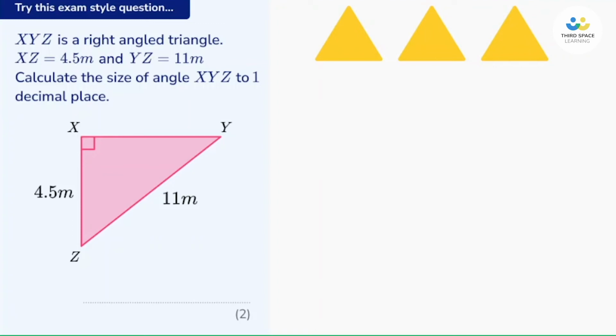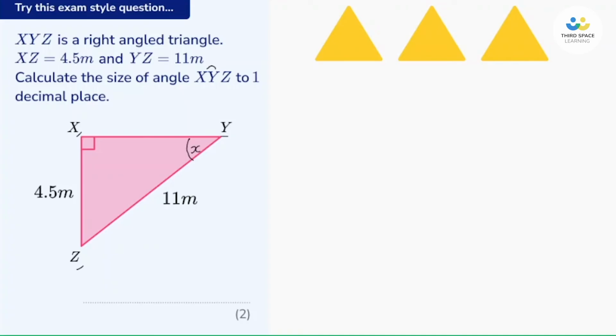XYZ is a right-angled triangle. XZ is 4.5 meters, which we can see, and YZ is 11 meters, which we can see. And it says calculate the size of angle XYZ to 1 decimal place. Well, XYZ, that angle is this one here. So when we are naming angles, it's the letter in the middle that refers to the angle. So let's call this one angle X.